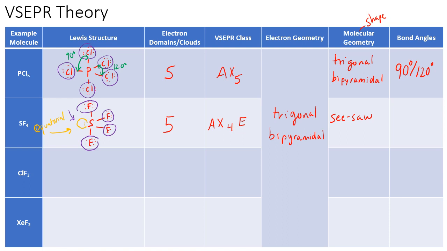And if you recall, we just said when we replace one of our bonding domains with a non-bonding domain, it shrinks our bond angles a little bit, and so our bond angles are going to be slightly less than the standard 90-120 degrees. So we could measure our bond angle between an axial fluorine atom and an equatorial fluorine atom, and that would be slightly less than 90 degrees. And then the bond angle between two of the equatorial fluorine atoms would be slightly less than 120 degrees.